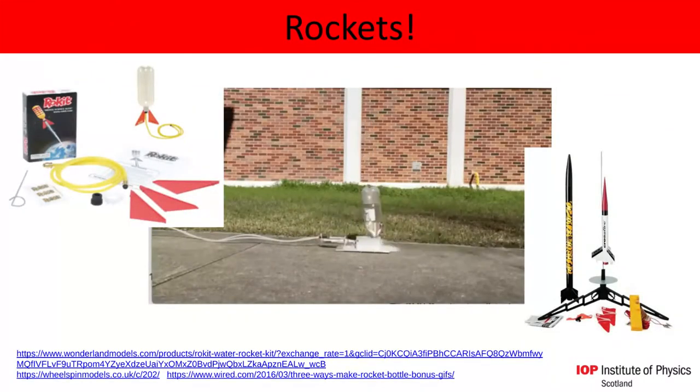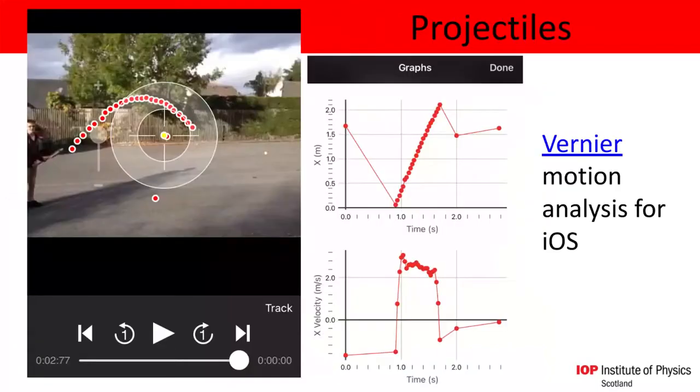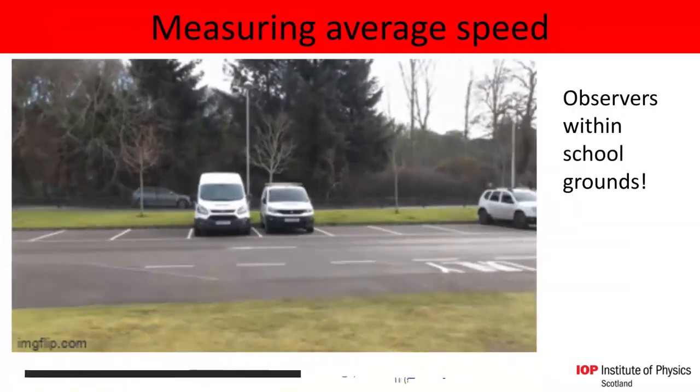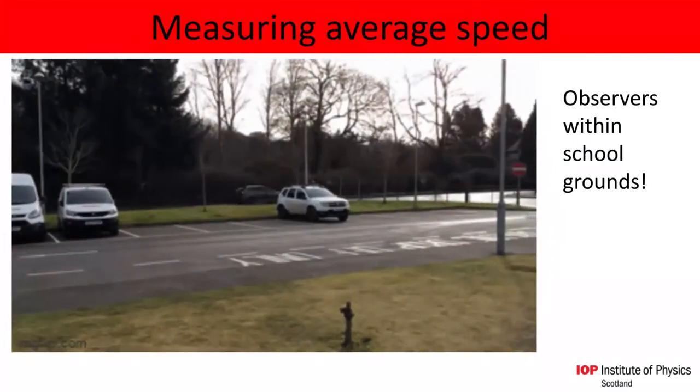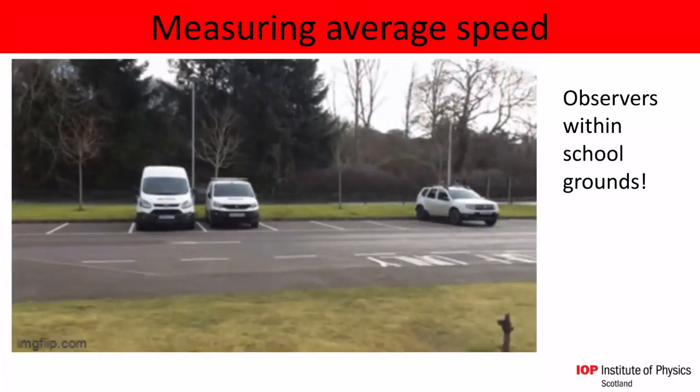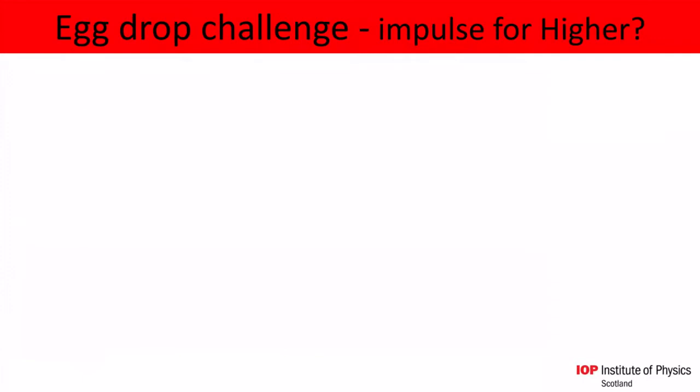Rockets, air rockets, pyrotechnic rockets, water rockets, they're all really good crowd pleasers and obviously best done outside. You can record that motion using motion analysis tools and Vernier motion analysis for iOS. Slight cost, but works very well. Allows you to get components of projectile or rocket motion really well. Measuring average speed can be done quite effectively just outside the school grounds, but you can keep the pupils within, minimizing your risk assessment, just total distance over total time, but really good active learning.